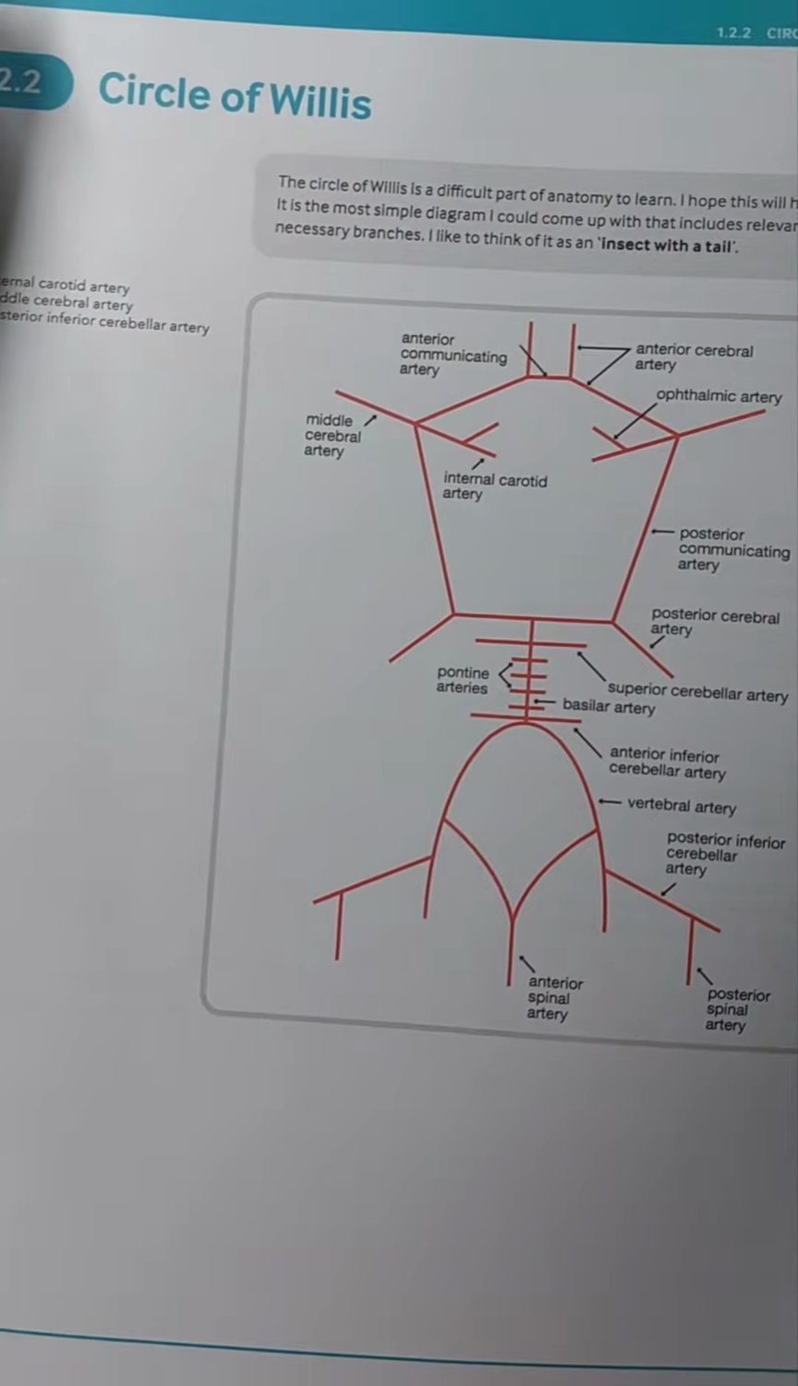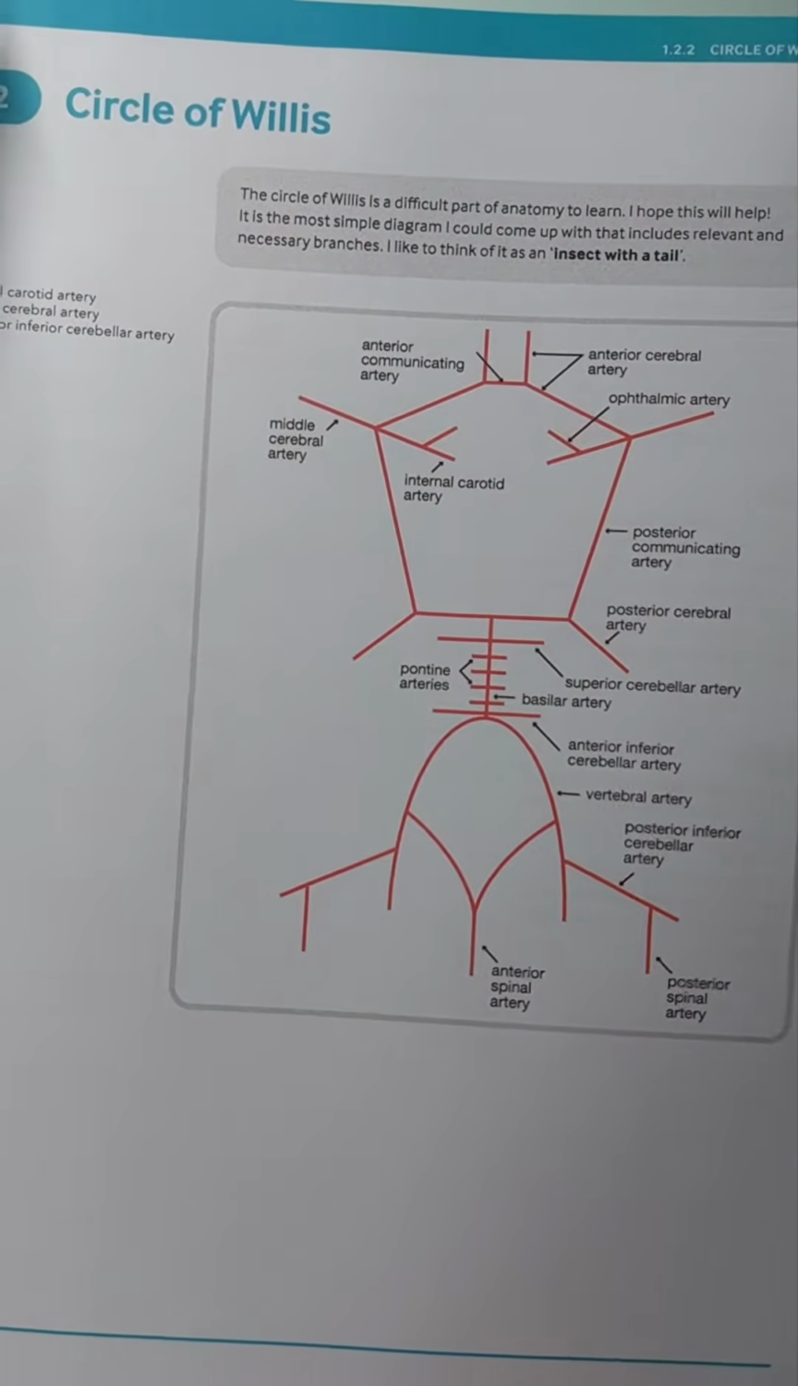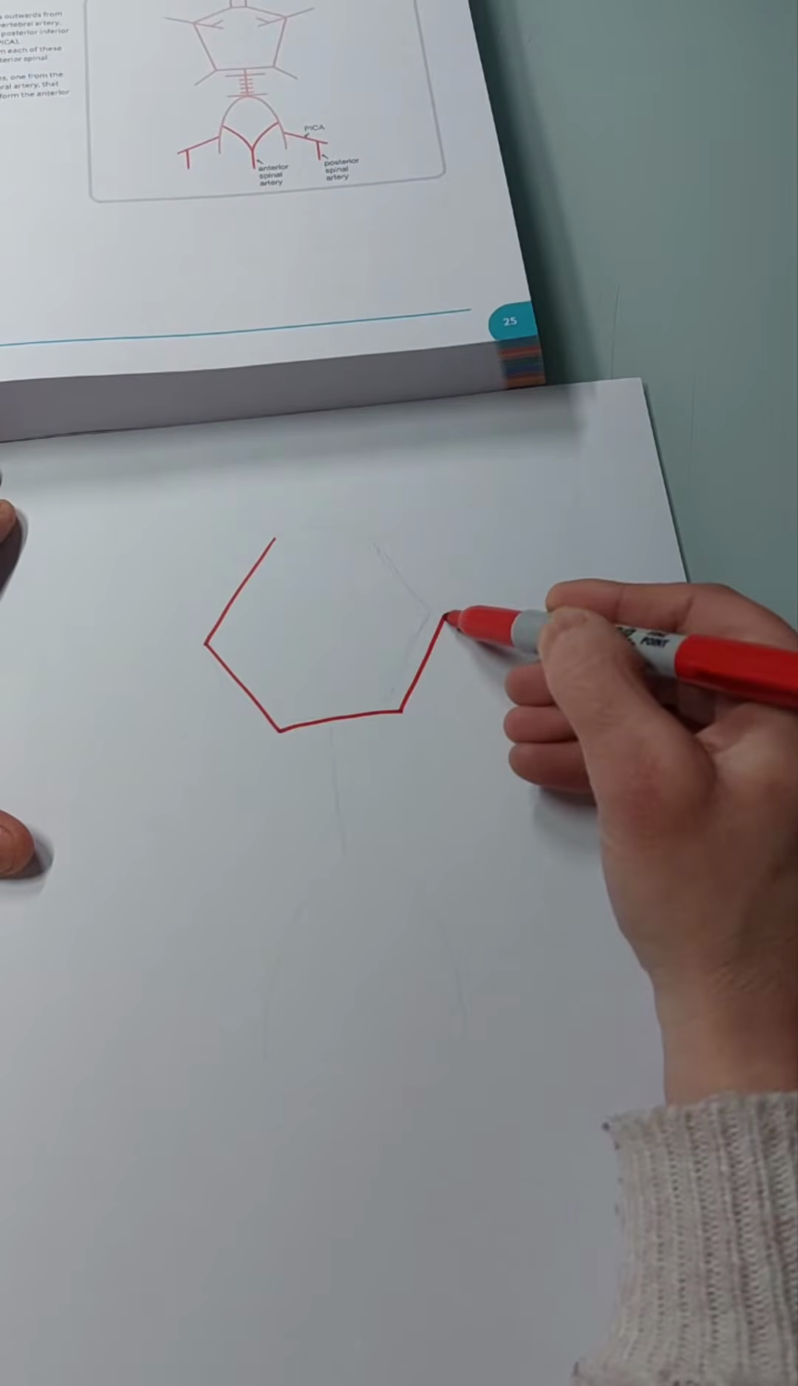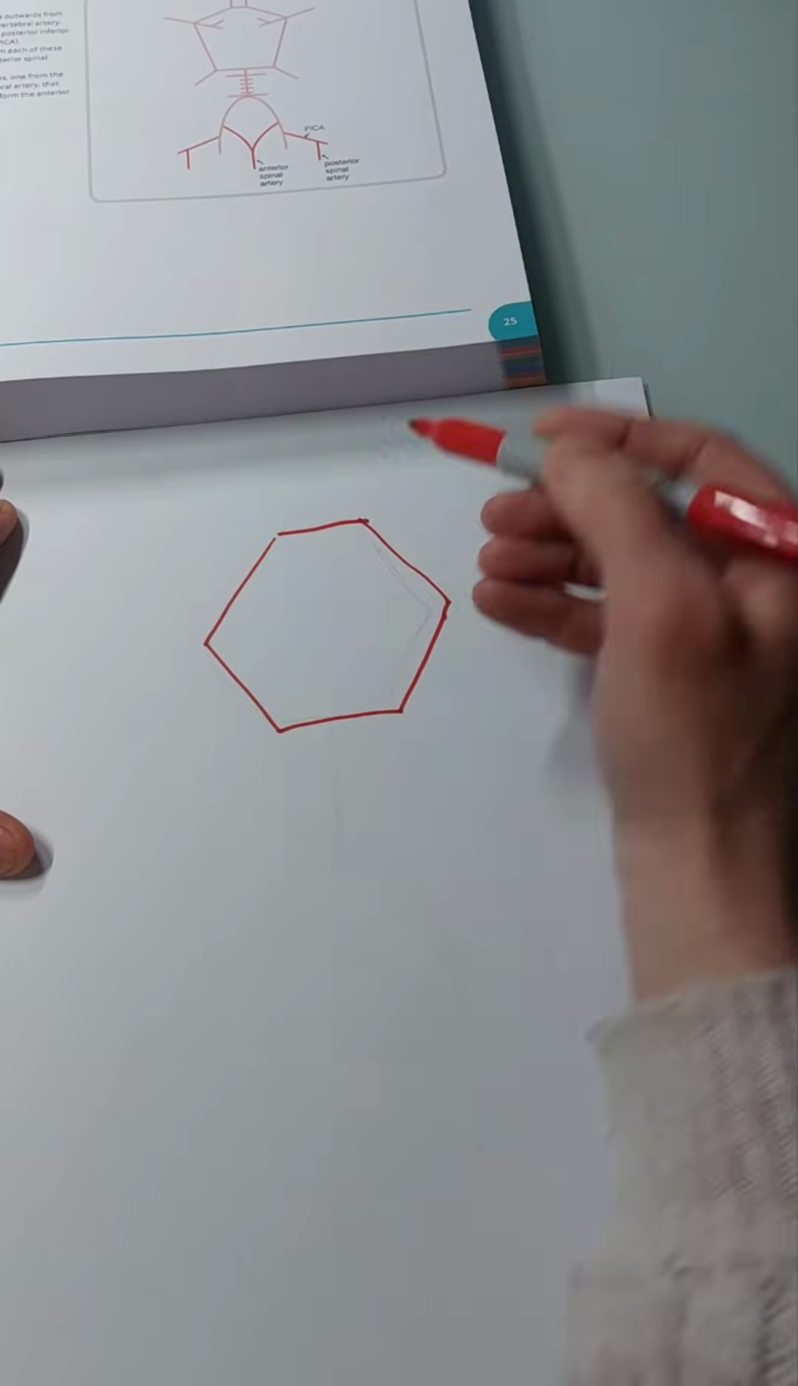Today's tutorial of the day will be the circle of Willis. So how to draw it? Well, step one, I start by drawing a hexagon. It doesn't have to be perfect, it just has to be a type of hexagon.